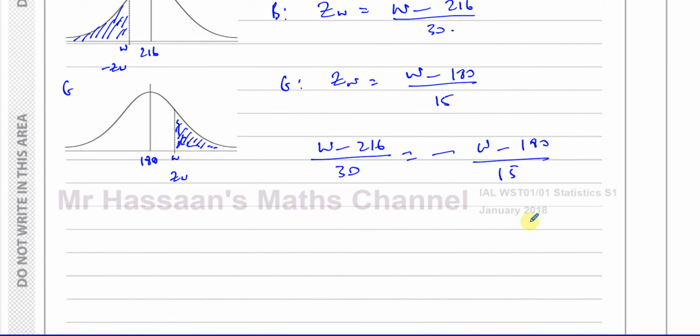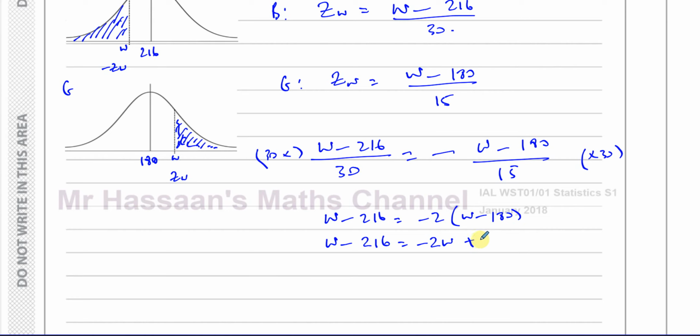So I can try to find what W is now from this. If I multiply both sides by 30, then that will get rid of the fraction. I'll have W minus 216 equals minus 2 times W minus 180. Because I've multiplied that by 30, they get 2, so I have minus 2 times that. So I have W minus 216 equals minus 2W plus 360. So I'll have W plus 2W, which is 3W, equals 360 plus 216.